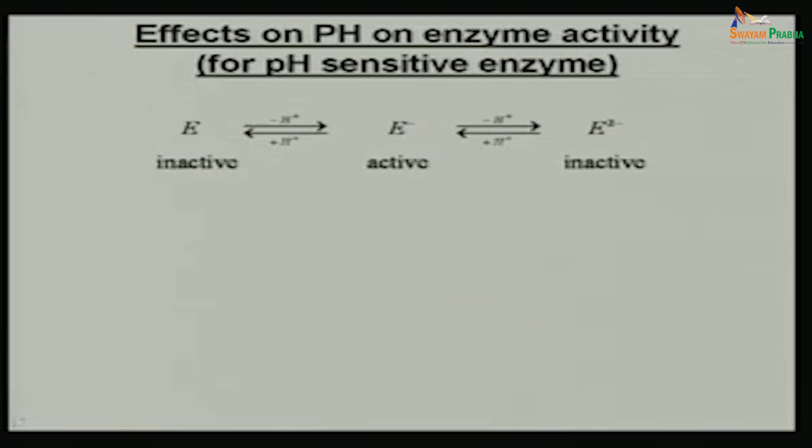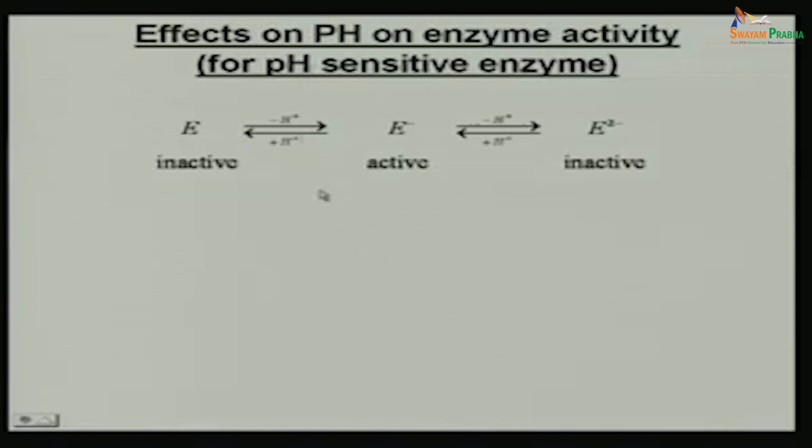With an excess of hydrogen ion, it will go from the E minus to the E form. With depletion of hydrogen ion, it will go from the E minus to the E2 minus form. So it will be active only in that range, in the E minus form.